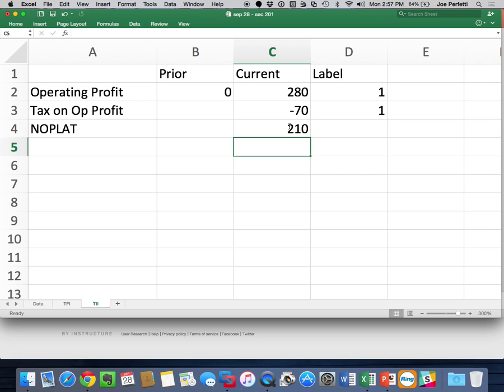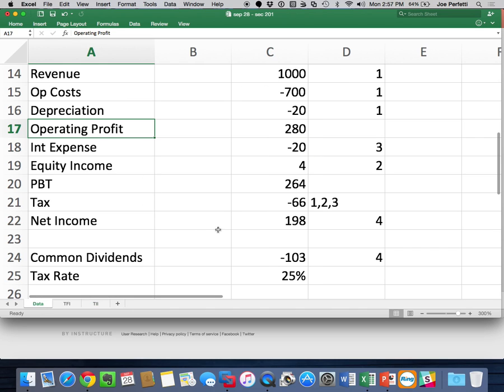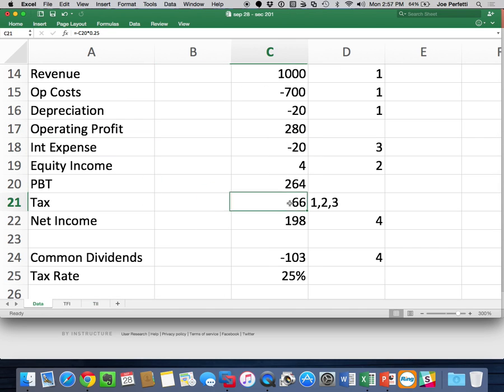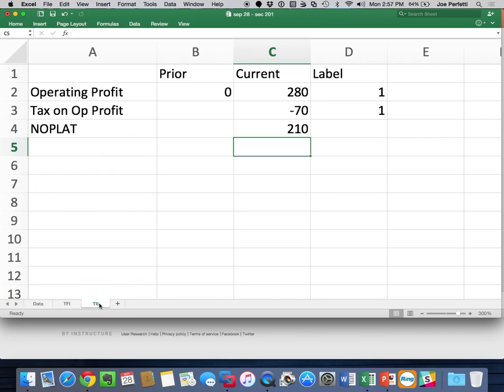In the operating section, I made 280 of profit. I pay 25% of 280. I pay 70 in taxes. Now, eventually, the company paid 66 in taxes, and I have to reconcile to the 66. Right? But right now, I'm at 70. So we're going to keep moving those tax impacts around. Questions about what we did here?